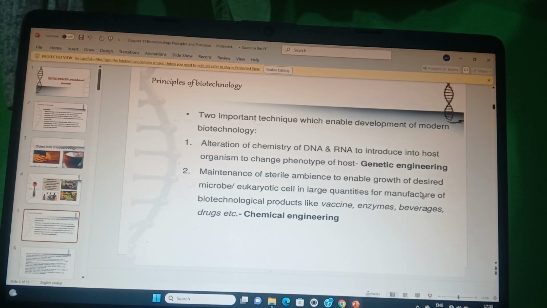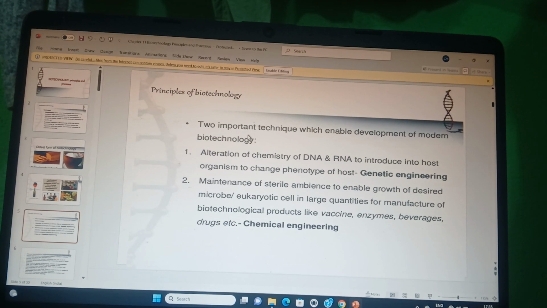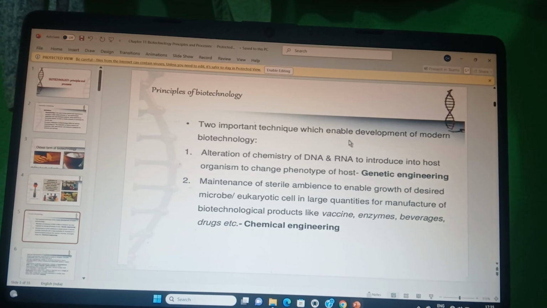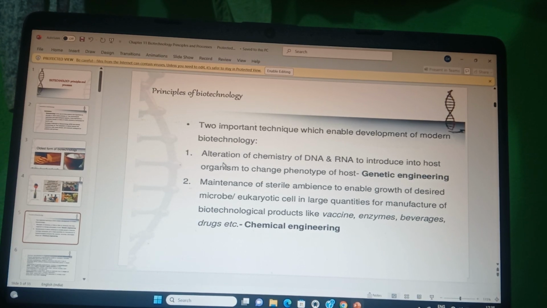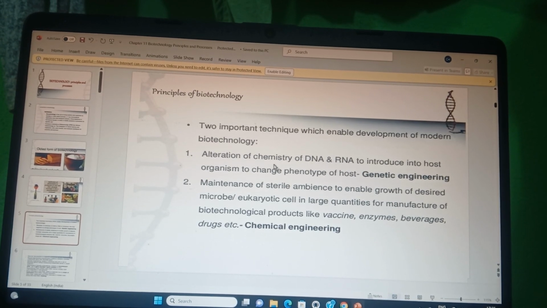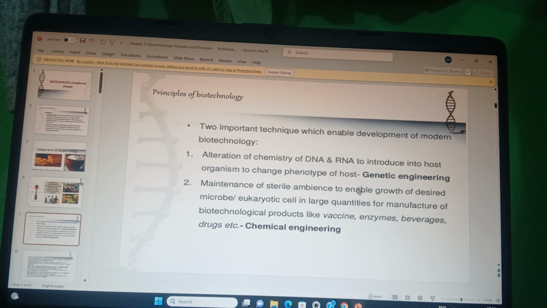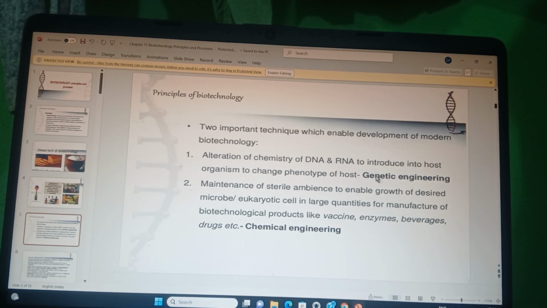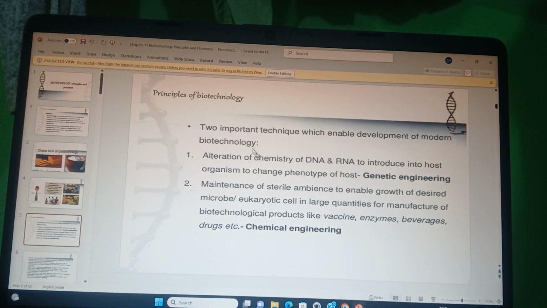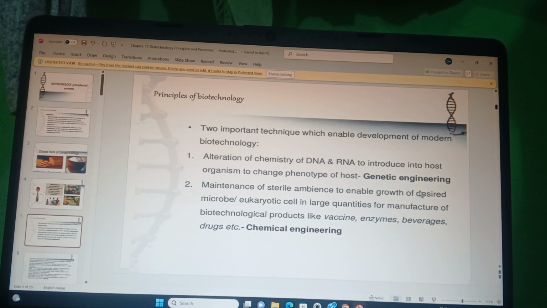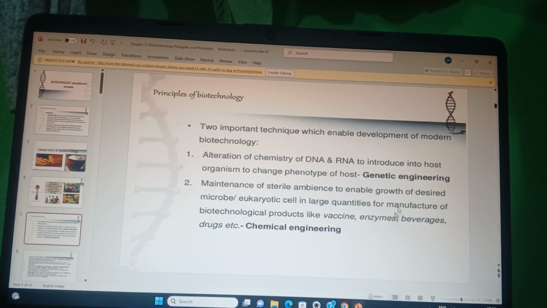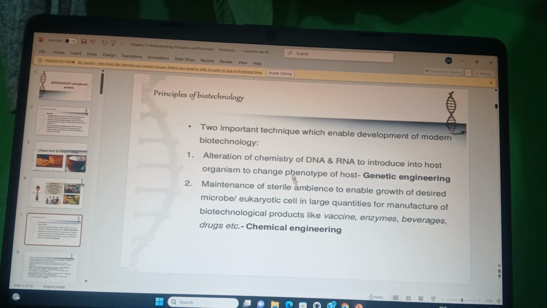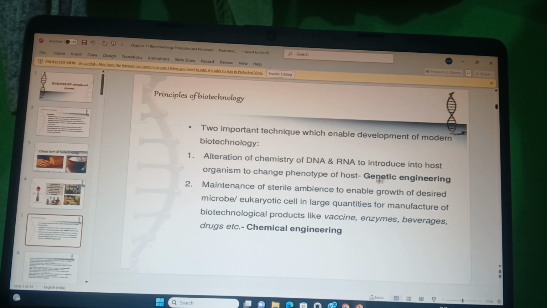Understood? Then you look, two important techniques which enable the development of modern biotechnology: alteration of the chemistry of DNA and RNA. See, these are the two main techniques of biotechnology. One is genetic engineering, the second one is chemical engineering. First I will tell what genetic engineering is and what chemical engineering is, then we will read. Okay, what is genetic engineering?